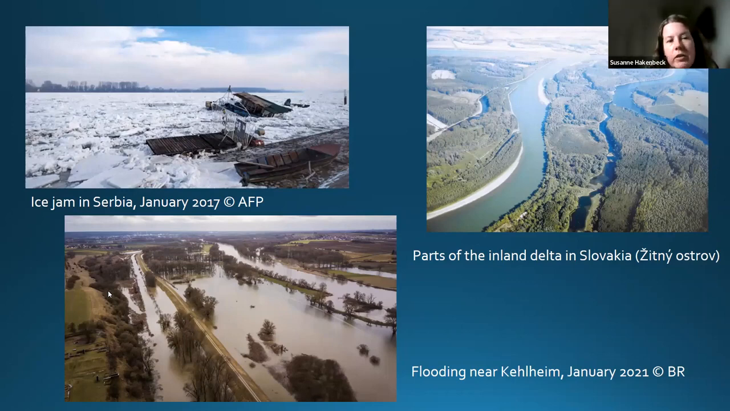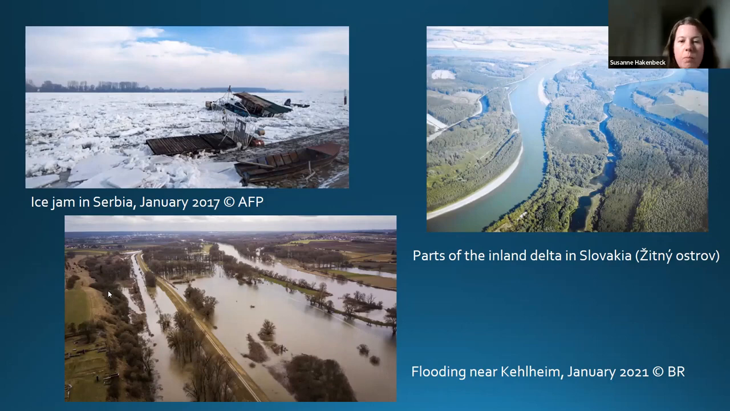And so here on this slide are just some illustrations of the physicality of the river. So at the top left, you can see an ice jam in Serbia. These ice jams can be very, very powerful, and you can see here how they can really smash up everything that's in their way. They can even destroy bridges. And there are accounts in late Roman writings also of the significance of these ice jams.